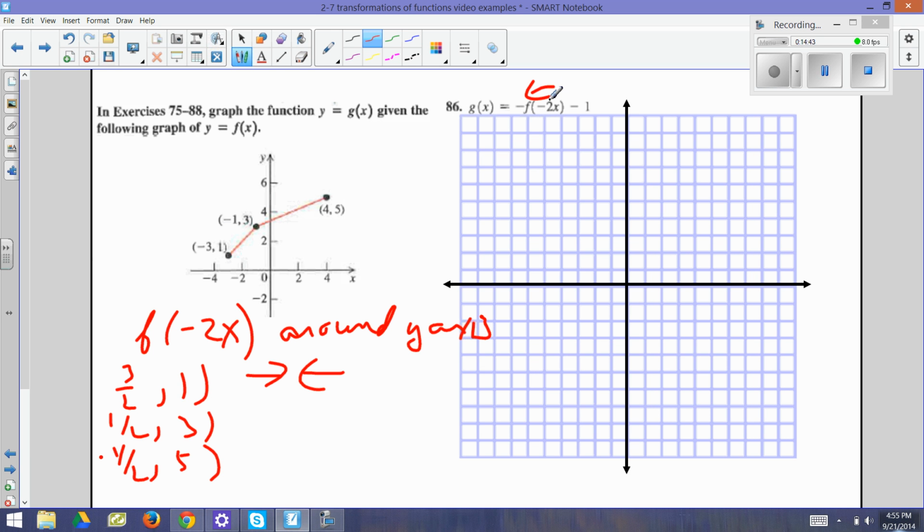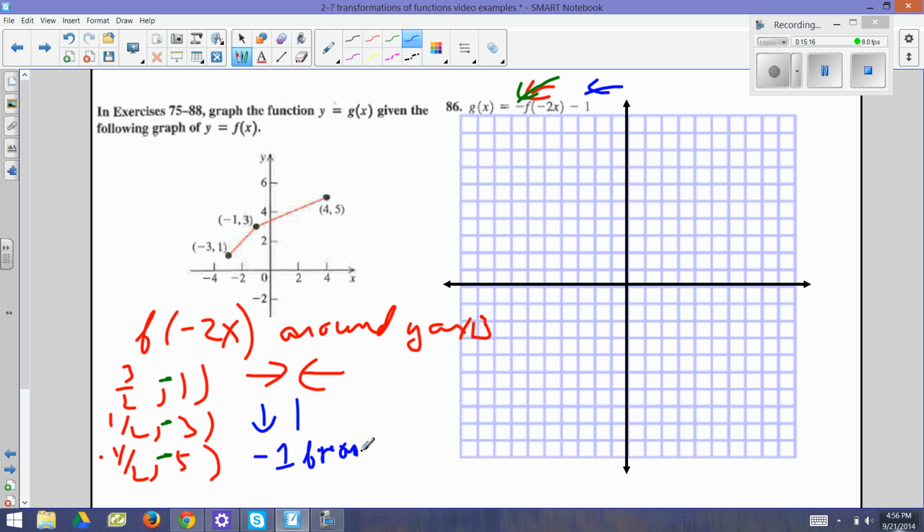The negative in front of the f of x, or in front of the f, is my y changing signs. So my y changes signs. So there's my y changing signs. That's that negative in front of there. And then the plus 1 would be down 1. So wherever there's a y, then I will subtract 1 from the y.